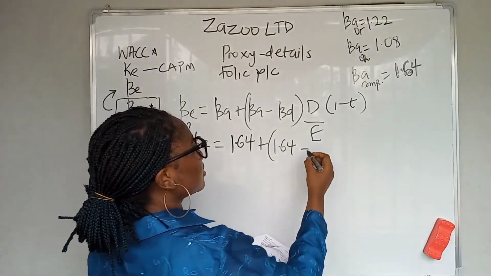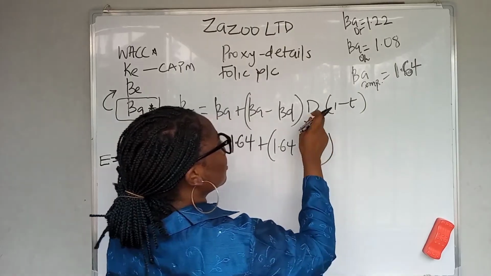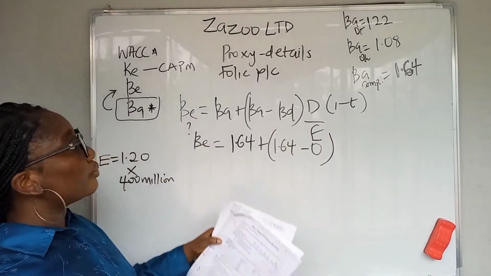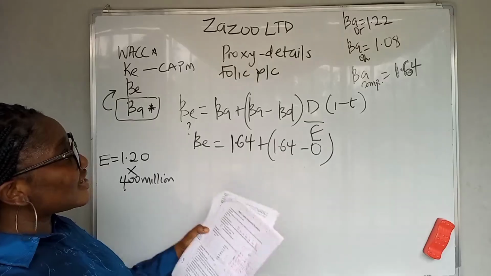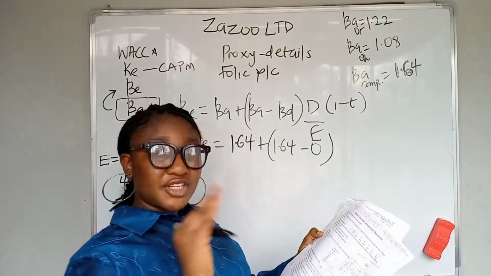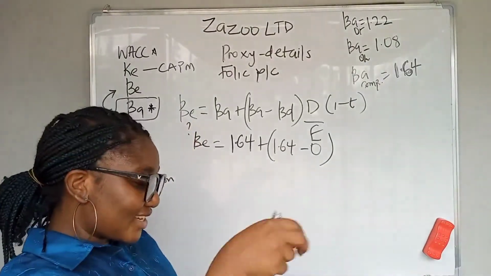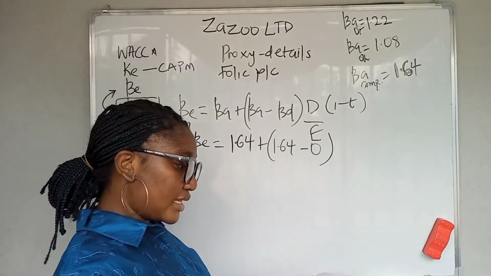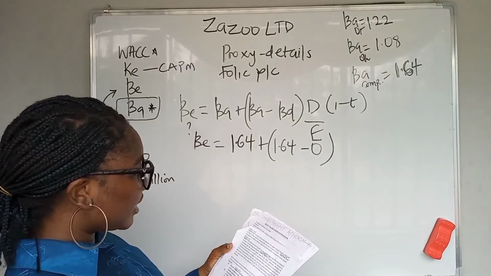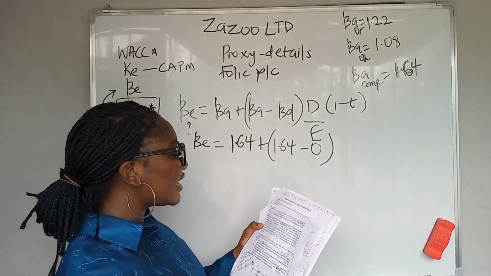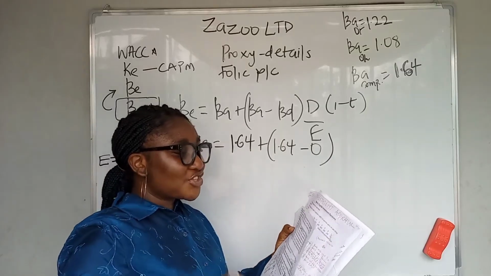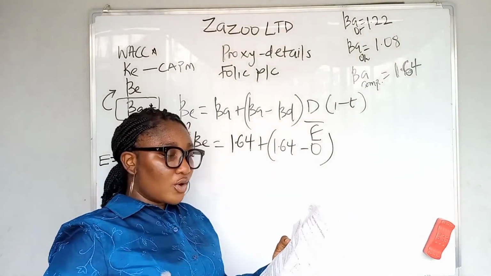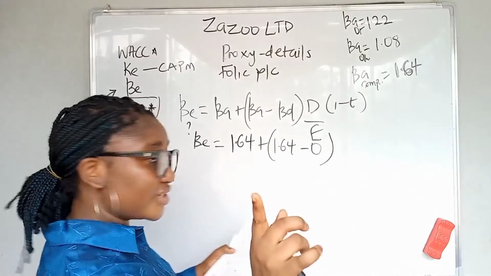So that's 0 into debt value. Now, debt value of which company? Company of concern, which is Zazu Limited. That Folix is just a proxy, just for us to get their business risk. That was why we needed it. So you ask yourself, they said Zazu Limited has 10 million 50-cent shares trading at $1.80. That's what you need.